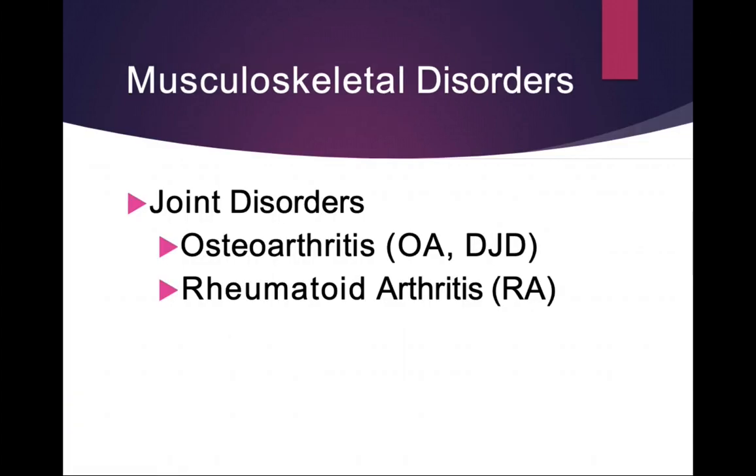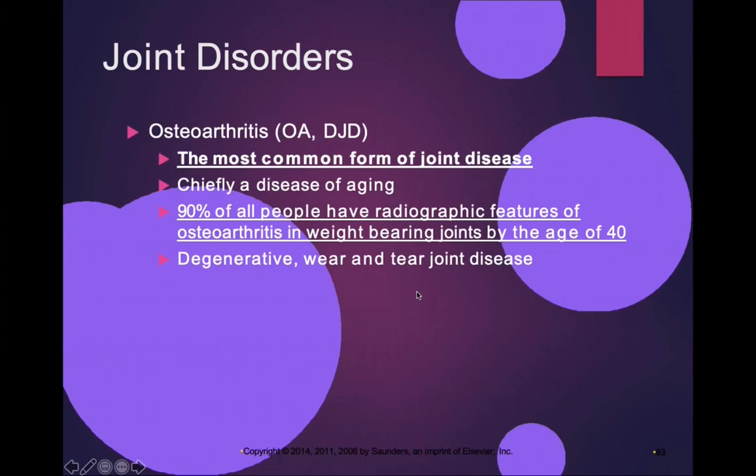Let's look at the difference between osteoarthritis, which is OA, aka degenerative joint disease, and RA, which is rheumatoid arthritis. So osteoarthritis, or degenerative joint disease, is the most common form of joint disease. It is chiefly a disease of aging. This happens over time and the right type of conditions. 90% of all people have radiographic features of osteoarthritis in the weight-bearing joints by the age of 40.